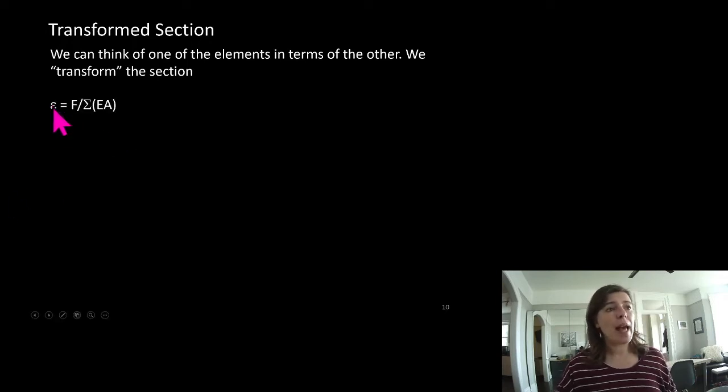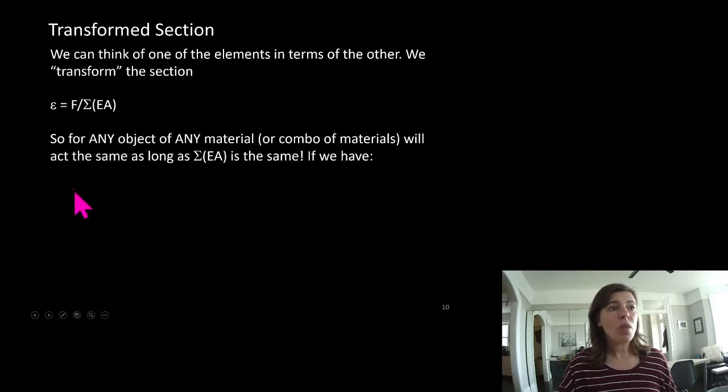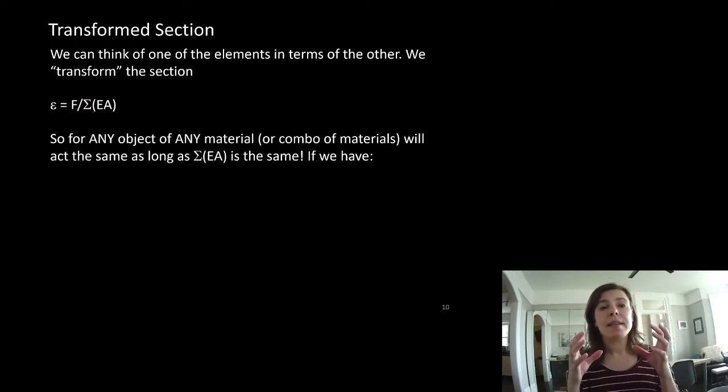So remember, we have our strain equals our total force divided by the sum of all the EAs, or the entirety of the stiffness of the system. So for any object of any material, or a combination of them, it'll act the same as long as the sum of EAs is the same. What we care about is that the entire system has the same total stiffness, or combination of EA.